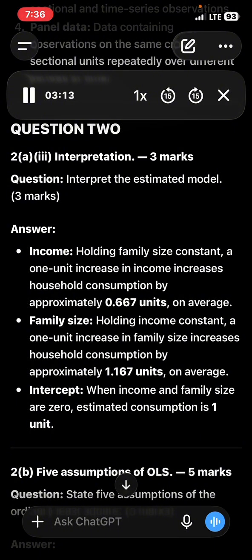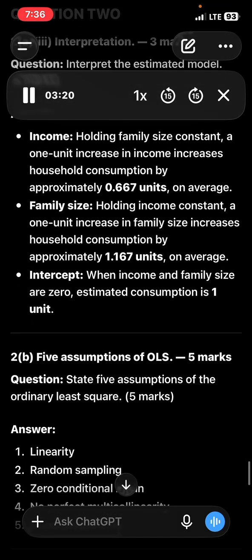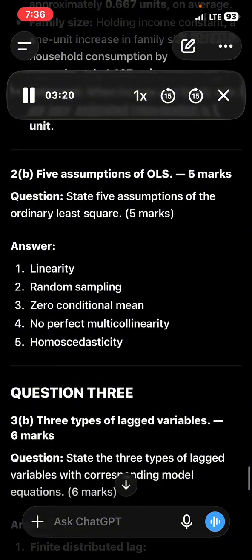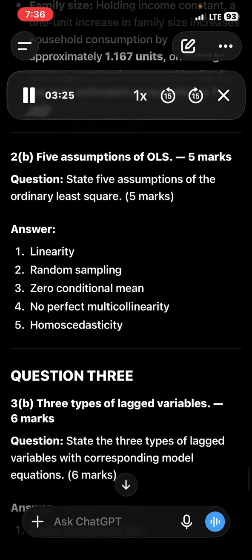Question 3, 3B. 3 types of lagged variables. 6 marks. Question. State the 3 types of lagged variables with corresponding model equations. Answer. 1. Finite distributed lag, y_t equals alpha plus beta_0 x_t plus beta_1 x_{t-1} plus dots plus beta_k x_{t-k} plus u_t. 2. Infinite distributed lag, y_t equals alpha plus beta_0 x_t plus beta_1 x_{t-1} plus beta_2 x_{t-2} plus dots plus u_t. 3. Autoregressive lagged dependent variable model, y_t equals dots plus beta y_{t-1}.